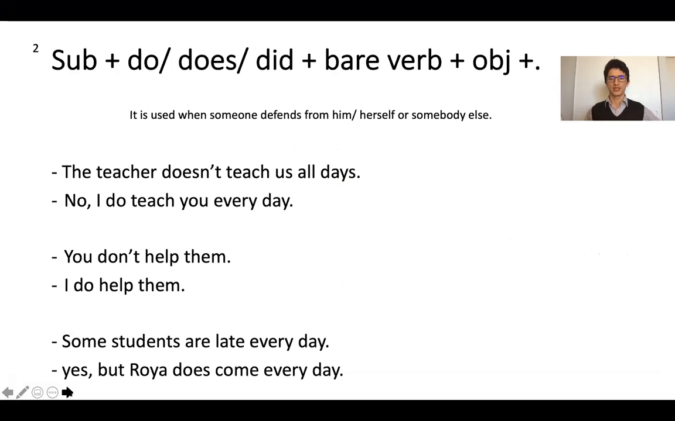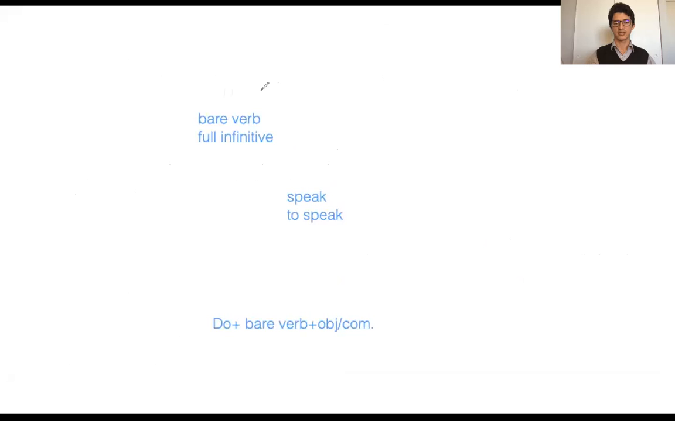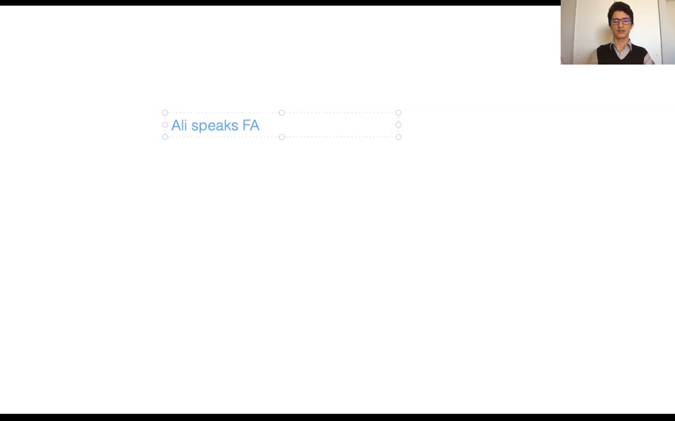The second way, we use subject plus do, does, did plus bare verb plus object. It is like present simple tense, but we use here do, does, did. Remember, like this example. We say, for example, Ali speaks Farsi. Oh my God, Farsi in the class. Ali speaks Farsi in the class.